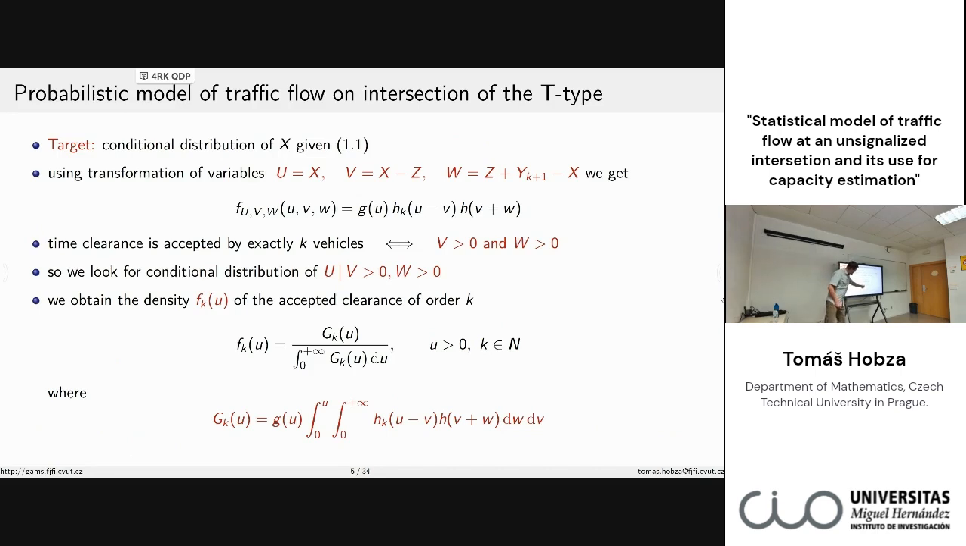Okay, I also mentioned one thing. What is this? This is the probability that this event occurs. So what is in the denominator? It's exactly the probability that a clearance will be accepted by exactly K vehicles. This I will use in the future.